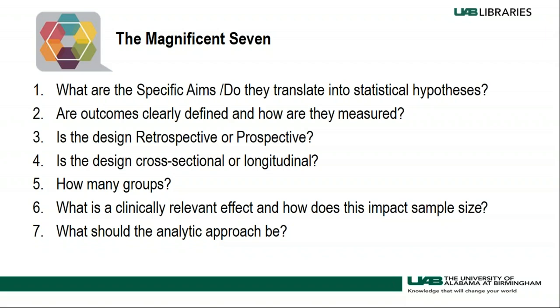And then, what is a clinically relevant effect, and how does this impact sample size? That's always a very tricky thing. It's one of the trickiest things in a retrospective study. I am a firm believer that it falls to the clinician, or the investigator, to tell me one of two things, and this is a dialogue. I need to know the smallest meaningful effect that you care about. That's a key piece of information.